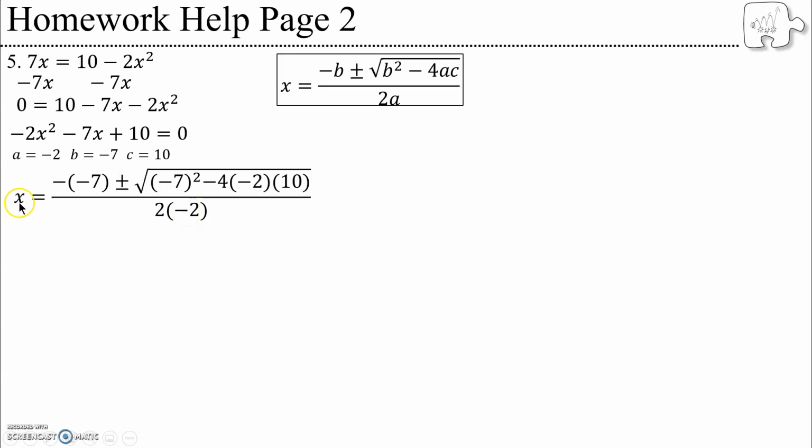So now it's time to whittle this down a little bit. The opposite of negative 7 is positive 7, plus or minus, and we got to simplify inside the square root. We have exponent and multiplication that we could simplify. Negative 7 times negative 7 is 49. 4 times negative 2 is negative 8, and then negative 8 times 10 is negative 80, and 2 times negative 2 is negative 4.